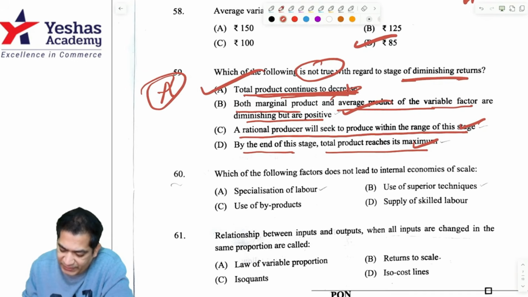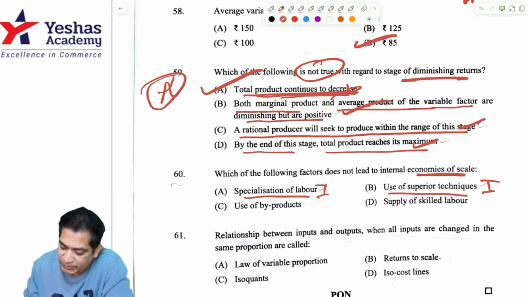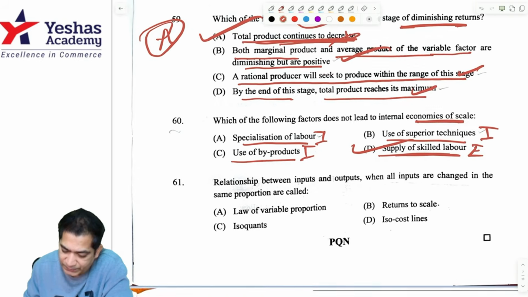Which of the following factors does not lead to internal economies? Specialization of labor, internal. Use of superior technique depends on the business. Use of byproduct depends on the business. Supply of skilled labor depends on the economy. So this is external. All others are internal. C, D is your answer.